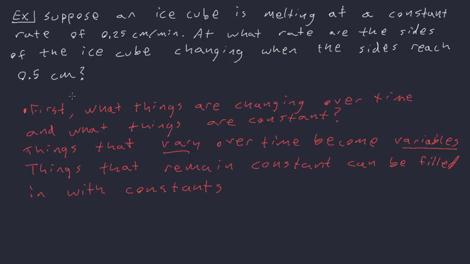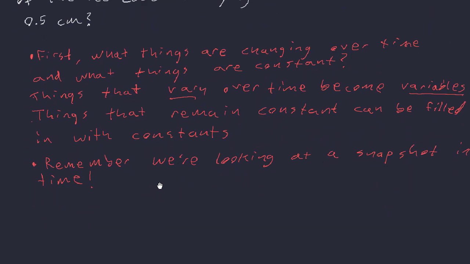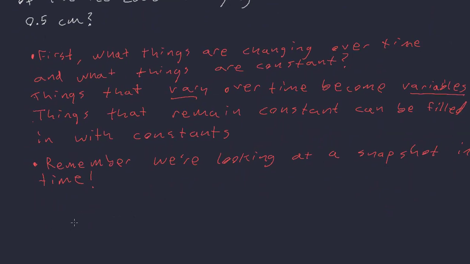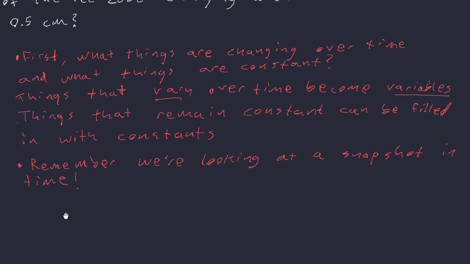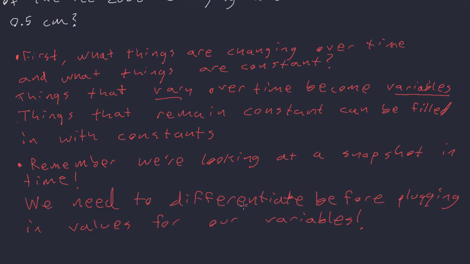And that's what's happening when the sides reach 0.5 centimeters. Remember, we're looking at a snapshot in time. What does that have to do with anything? Well, we need to differentiate before we plug in values for our variables. This might seem counter to what I just said, because I said things that remain constant can be filled in with constants. However, anything that varies, we don't plug in yet.